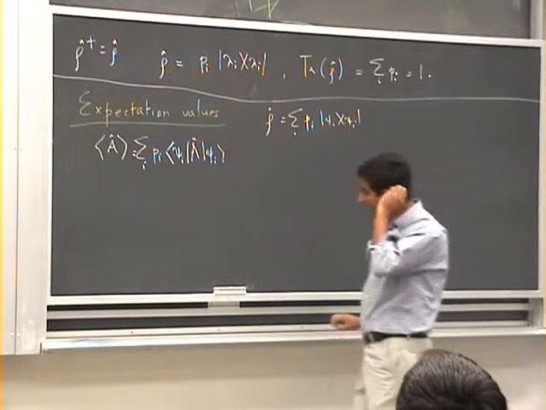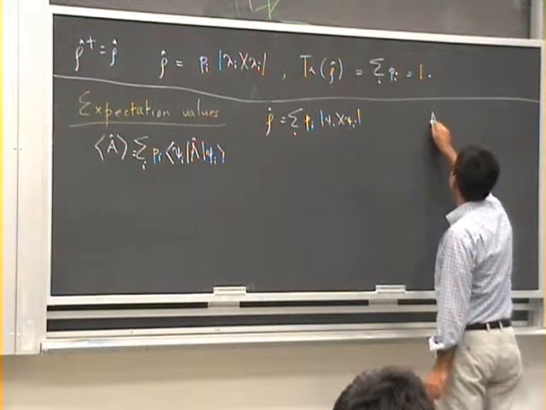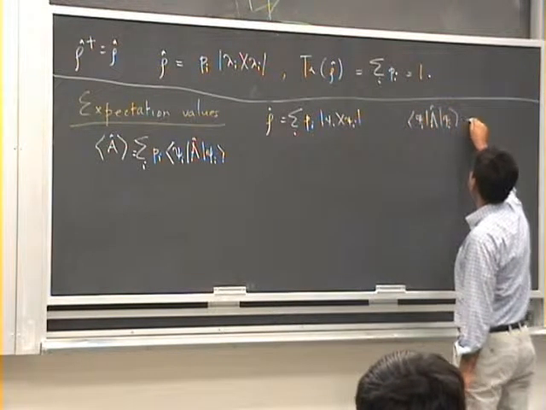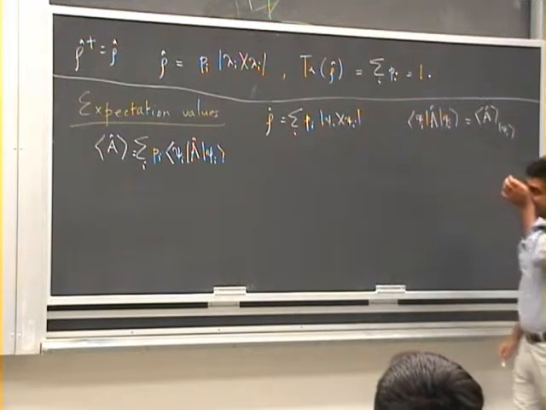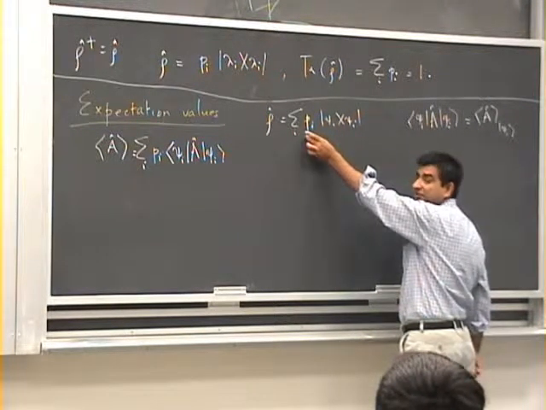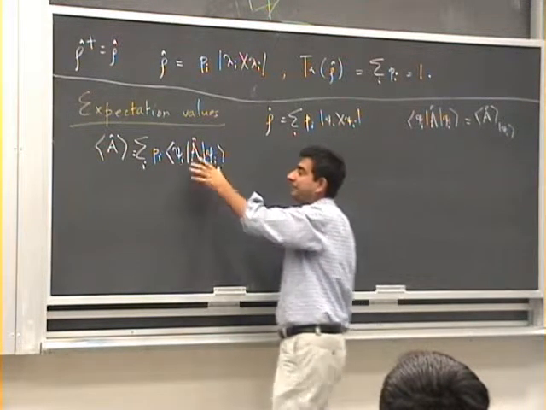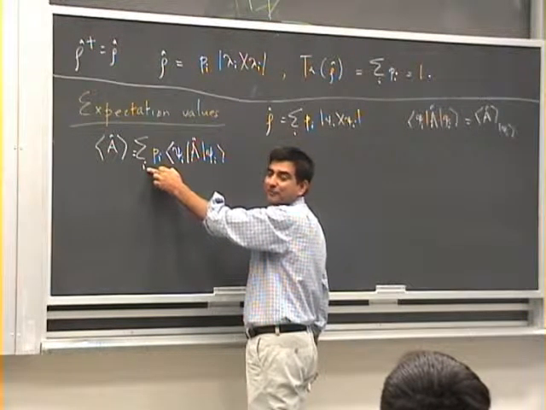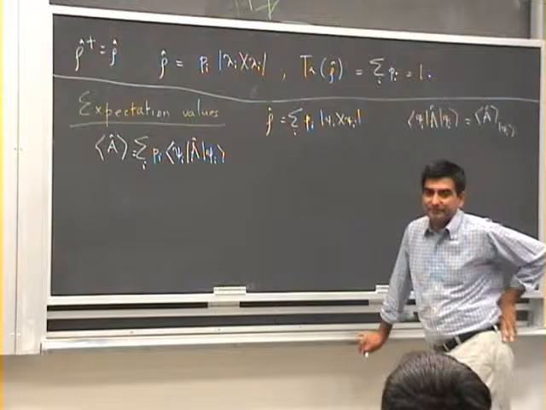So if I just had a pure quantum state, the expectation value of the observable would be simply ⟨ψ_i|A|ψ_i⟩, right? This is the expectation value, in the state ψ_i. Now my state is such that I have different ψ_i in different fractions, in different amounts. So how much do I have of each state? I just multiply this by the probability that I have the state and add up over all the states. So this is my expectation value for an observable.